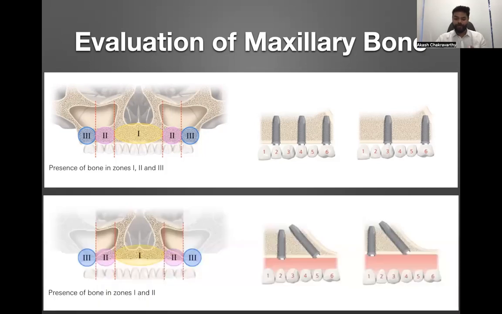So when you have bone in zone 1 and 2 and no bone in zone 3, that is when you go for all-on-4, because you want to place your implants in zone 2. But in order to place a long enough and a very good implant, you need to place it in the sinus, which needs sinus elevation and bone grafting. So you tilt your implant, you avoid the sinus. So that is the idea of all-on-4.